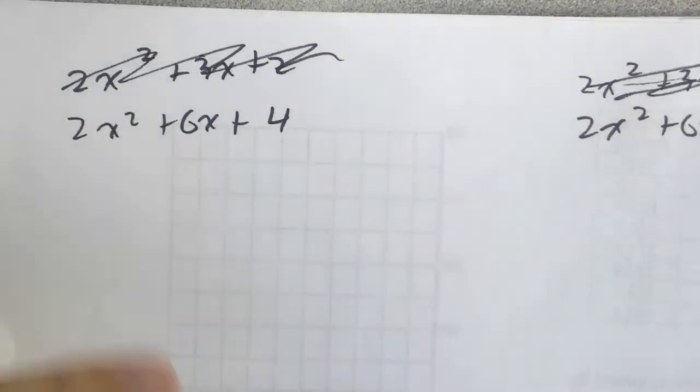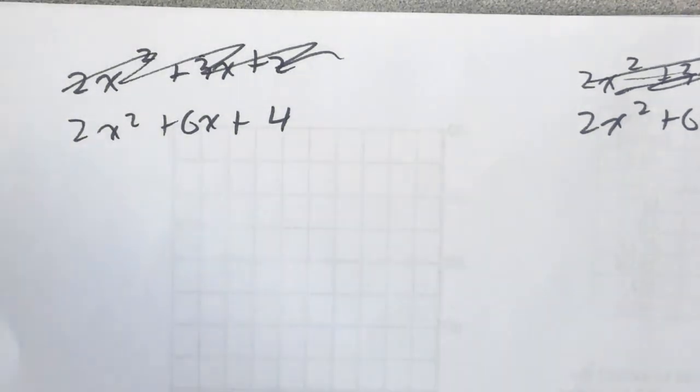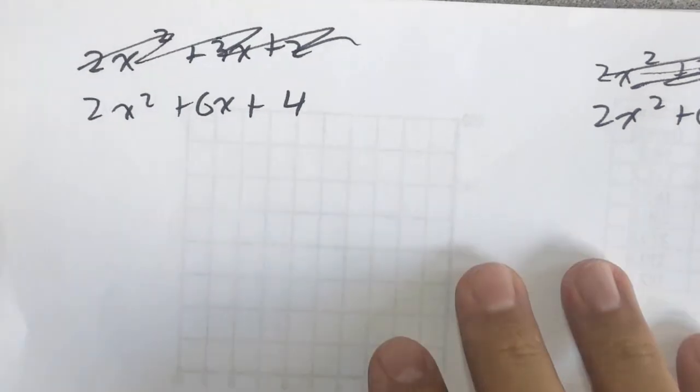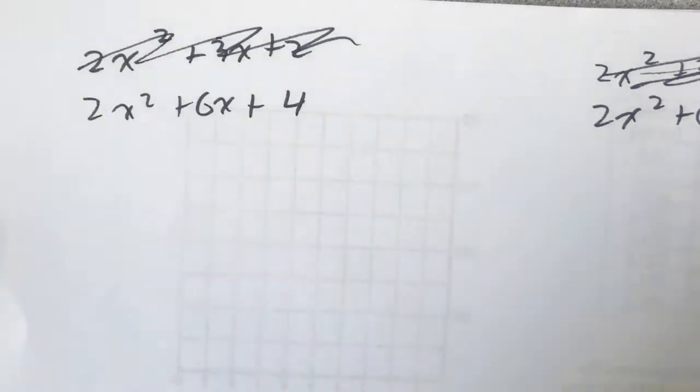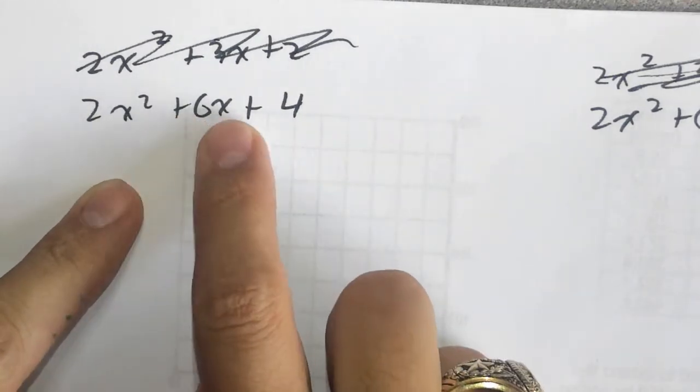Okay, in this video what I want to do is talk about the GCF. The first thing we should try to do is find the GCF and then take it out if there is one. So I'm looking at this example I wrote here, 2x squared plus 6x plus 4.